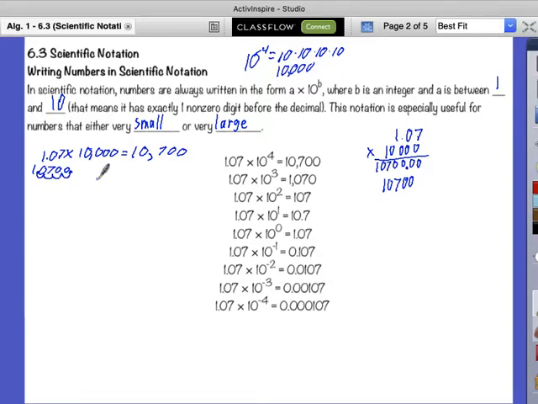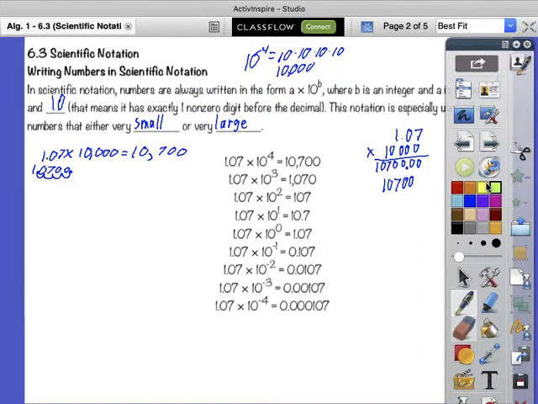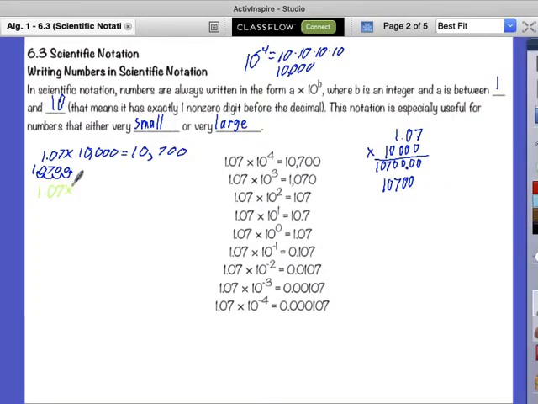The same thing would be true for this. So for 1.07 times 10 to the 3rd, let's look at that. Well, that's going to be a 1 with how many zeros behind it?